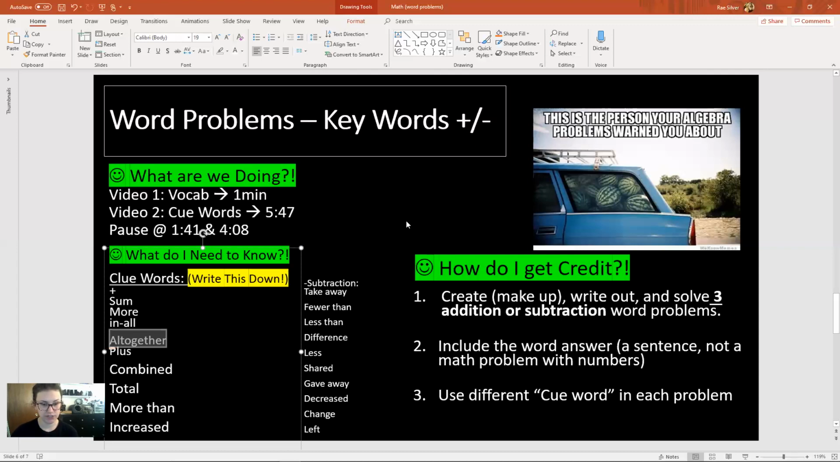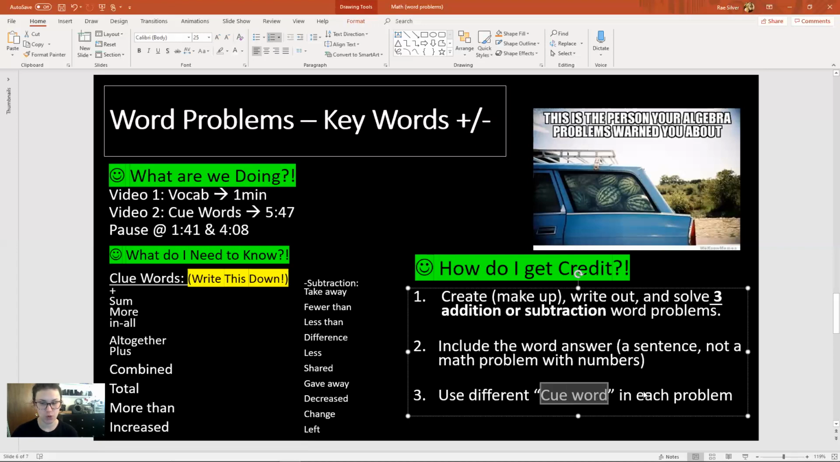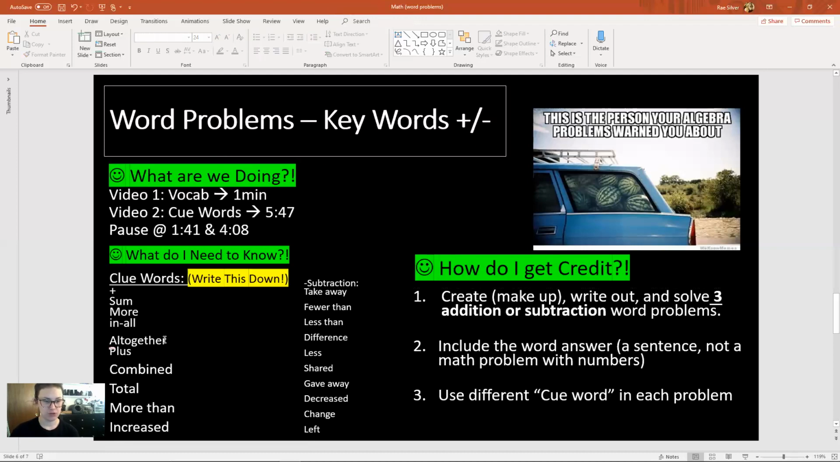Definitely bonus points for creativity. And then finally, make sure that you're using one of the key words in each one of your problems. So the example that I just gave you guys, I used all together in it. If you guys want to highlight that, or you can just underline it, just show me that you guys are taking away something from this lesson.